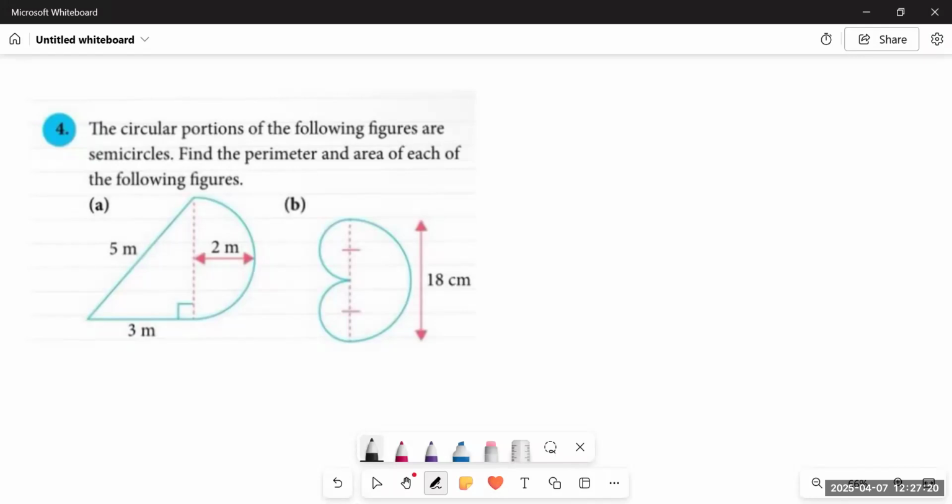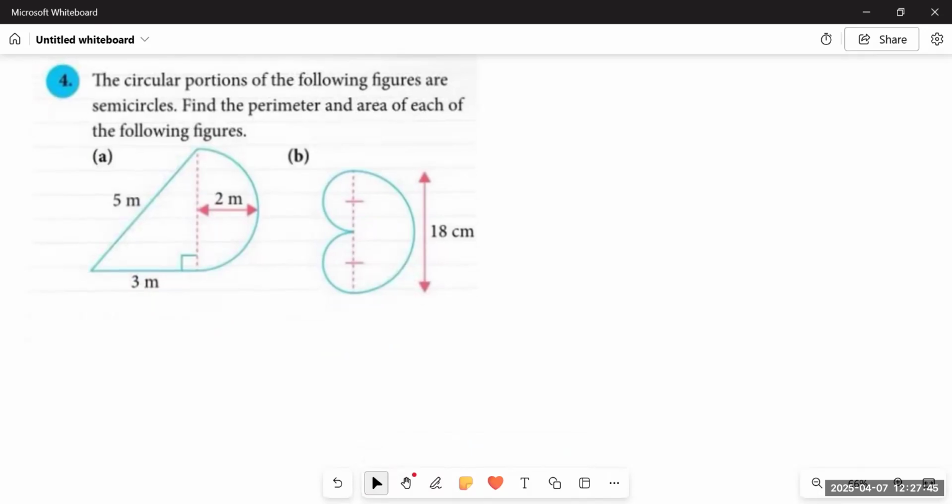In this question, you can see that the circular portion of the following figures are semicircles. Semicircles means half of a circle. And then we have to find out the perimeter and area of each of the following figures. We have already discussed how we find the perimeter and the area of semicircles, circles, and quarter circles. So in this question, we have to split the figure into two parts and then solve it further.